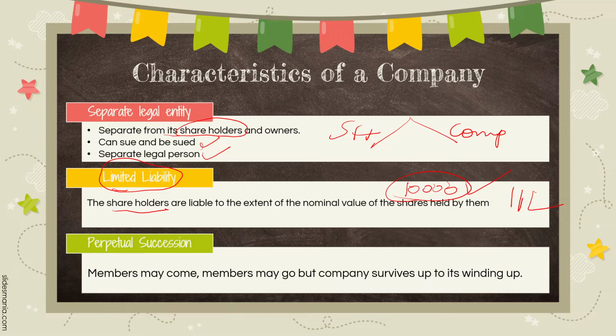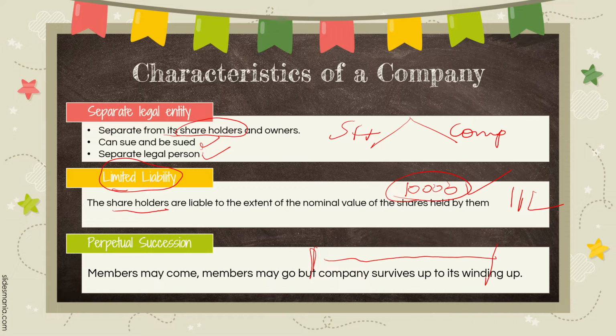That is the next point. Third one, perpetual succession. That is, the company lives forever till it winds up, right? For example, I'm starting a company today, its incorporation is today, it keeps going and going and going, right? It never stops until it wants to wind up. In the meantime there may be members like board of directors or shareholders, they may come, they may go, but the company stays forever. That is the meaning of perpetual succession.